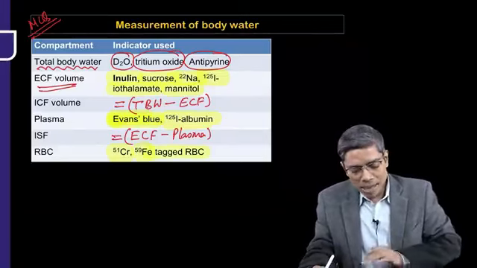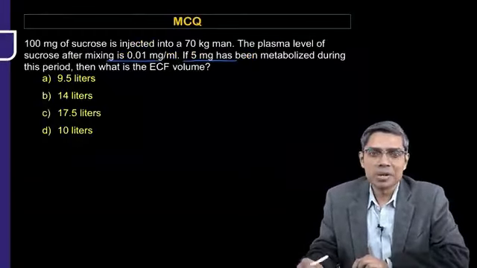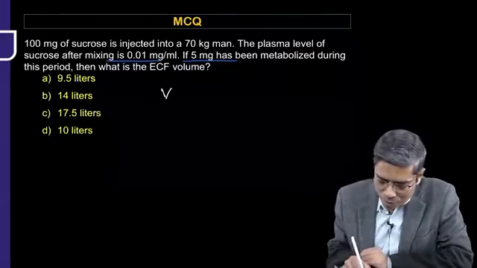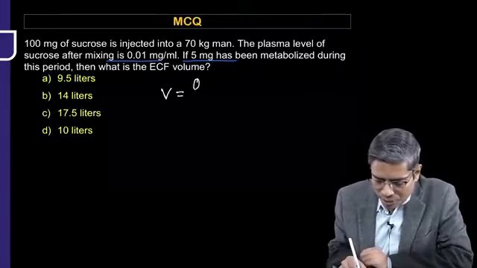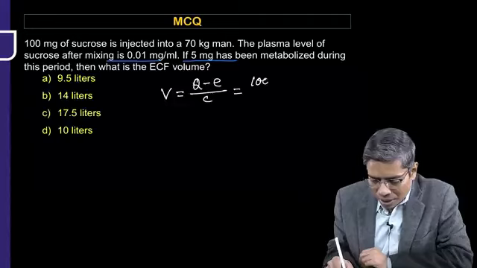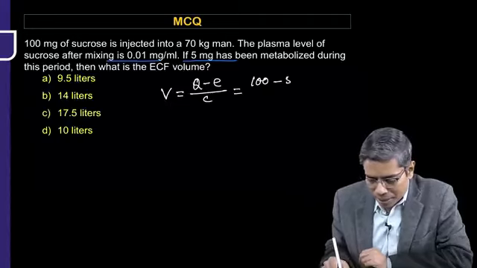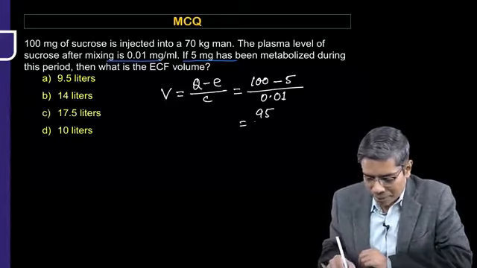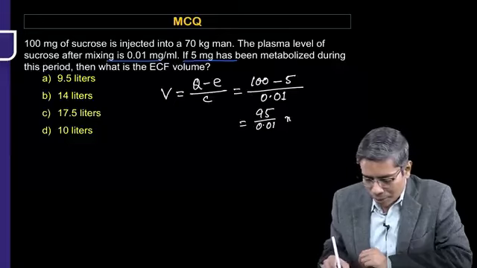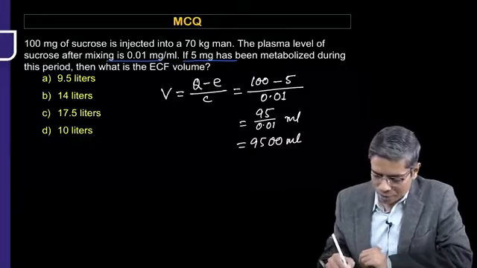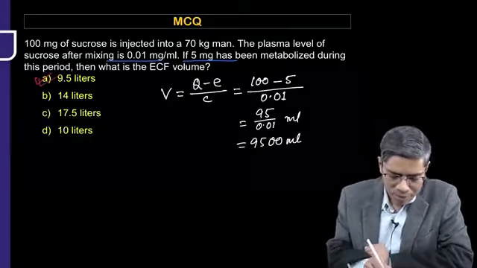Now we are looking back at this MCQ once again. So now we have to apply the formula. What formula? The volume of distribution formula. V is equal to Q minus E upon C. So here Q is 100 milligram, minus metabolized 5 milligram, and the plasma concentration is 0.01 milligram per ml. That means this is 95 upon 0.01 ml. That is nothing but 9500 ml. 9500 ml is equal to 9.5 liter.